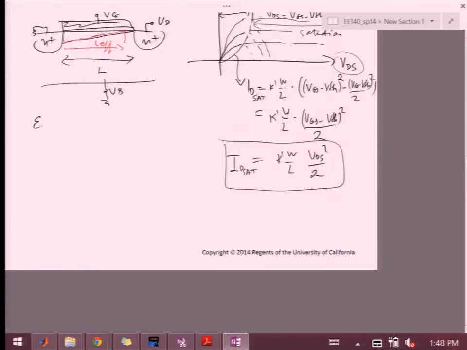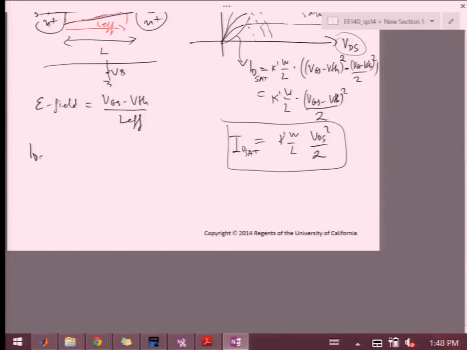So we're going to say that E equals VGS minus V threshold over L effective. Or ID sat equals ID of VGS minus VTH equals VDS. Okay, and that was essentially what we just derived.